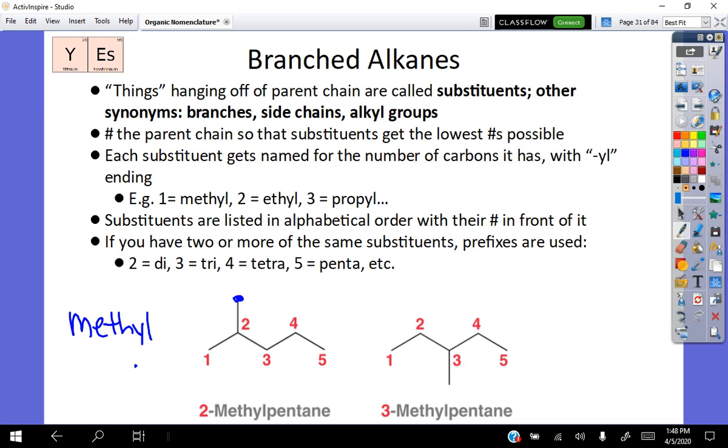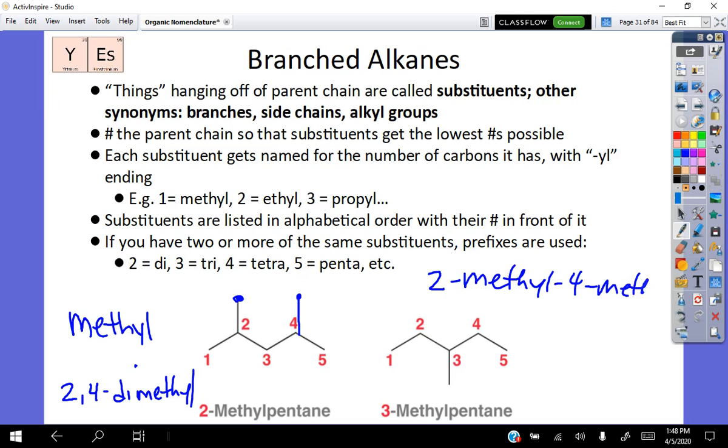We can also use prefixes if we have 2 or more of the same substituent. So for instance, if I had an extra methyl group hanging off of this 4th carbon, I could combine it and write 2,4-dimethyl. The reason we do this is for efficiency's sake. Otherwise, you would have to write out 2-methyl, 4-methyl. Not only is that redundant, but it makes the name twice as long and is a lot harder to write.